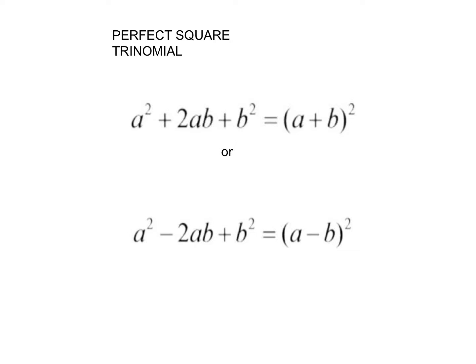Perfect square trinomial. If you have a square and a square, and then this part is 2ab, 2 times whatever your a is times whatever your b is, then you can rewrite it like this, factored. If you have a negative 2ab, the other one's a positive, you can write it a minus b squared.